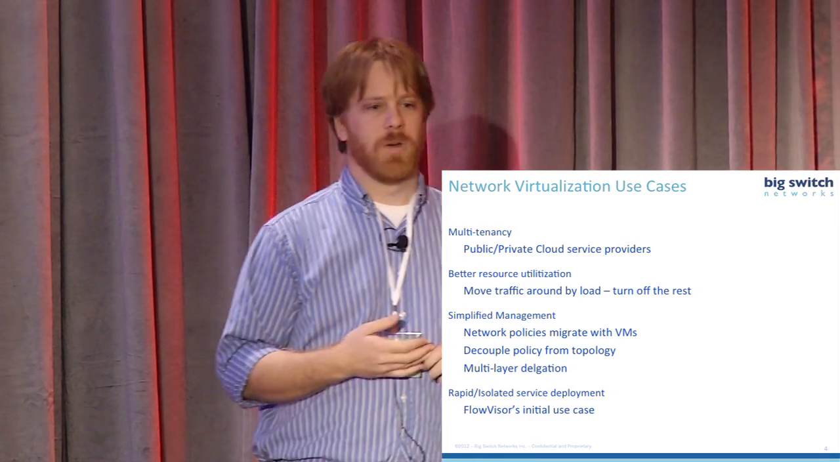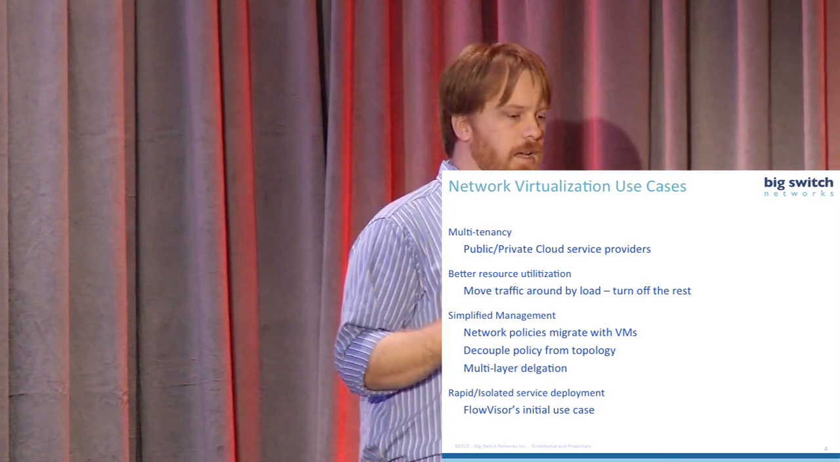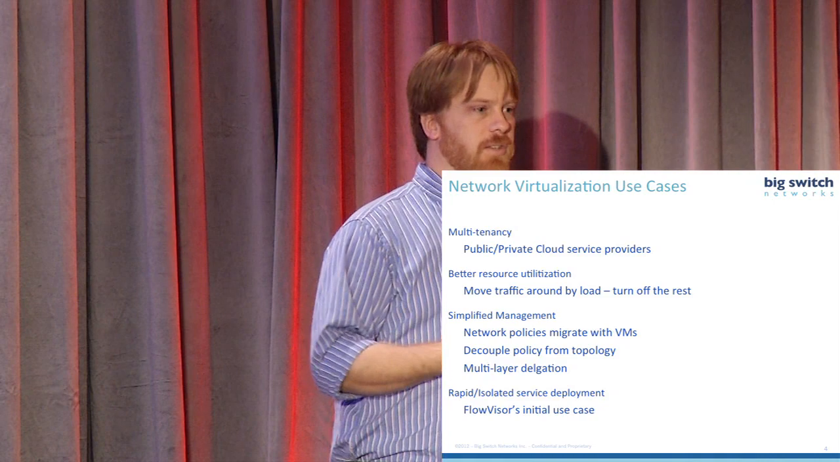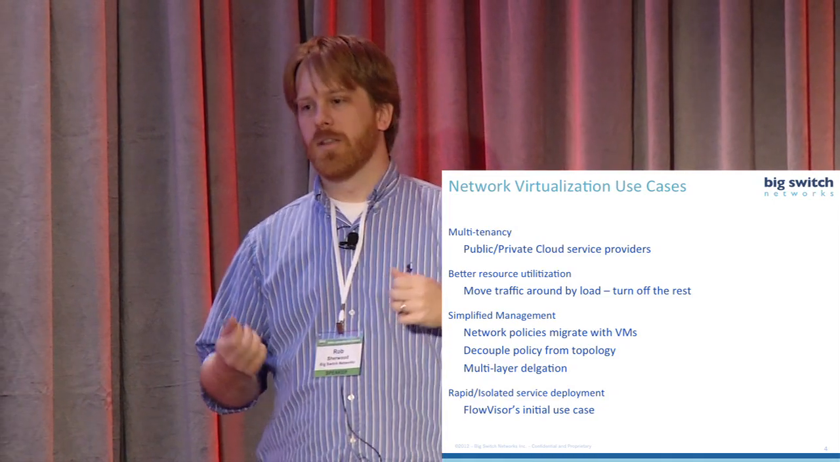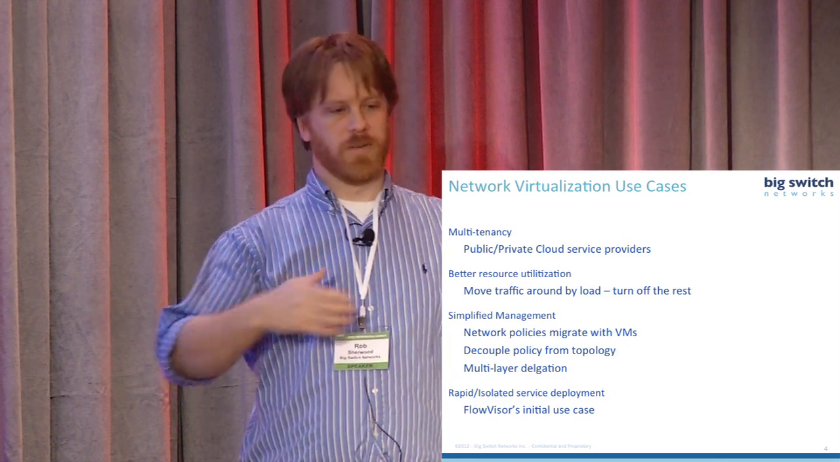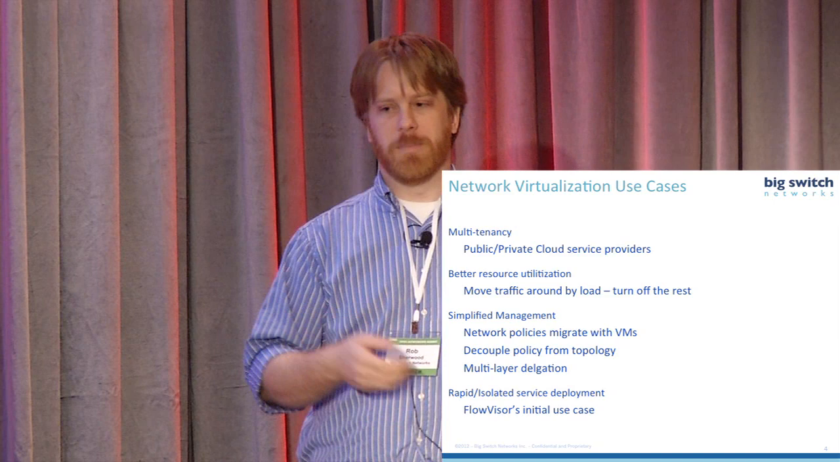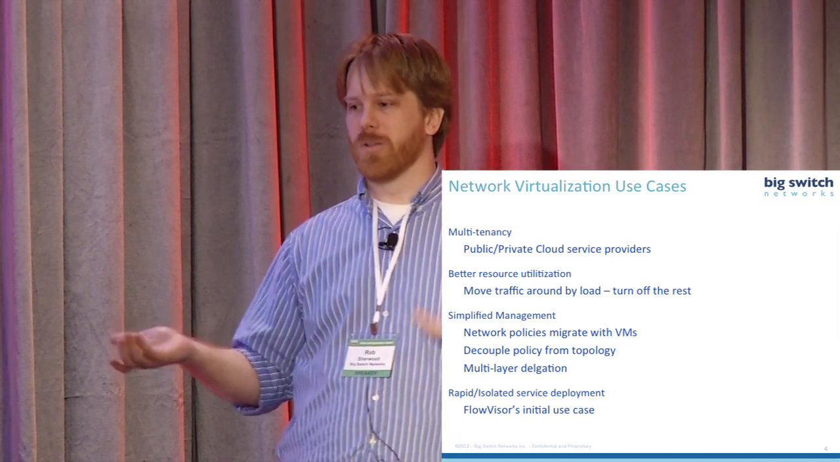The big money-making one for a lot of people out there is actually supporting multi-tenancy. And the most common instances are public-private cloud. So public cloud are things like Amazon EC2, where you provide infrastructure as a service, network as a service, or what have you. You accept money from people in exchange for supporting their workloads and their topology.